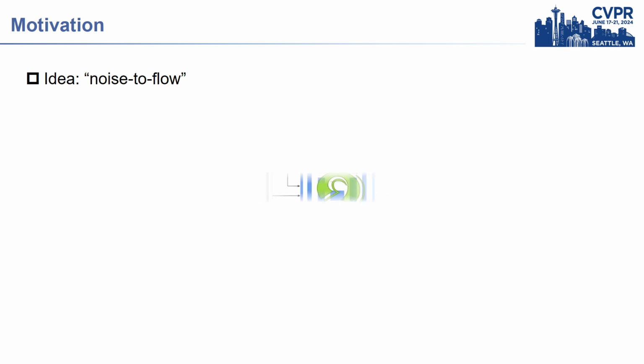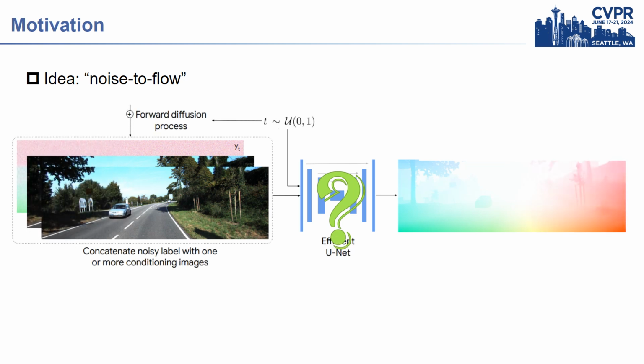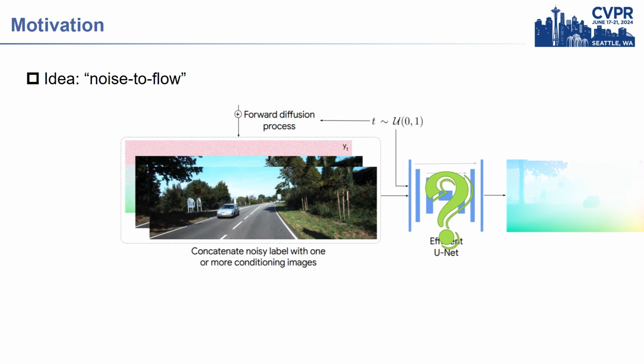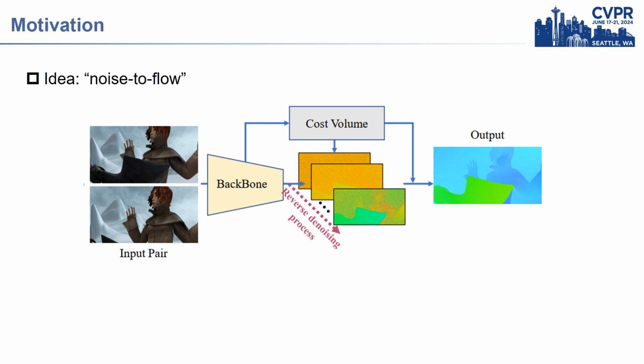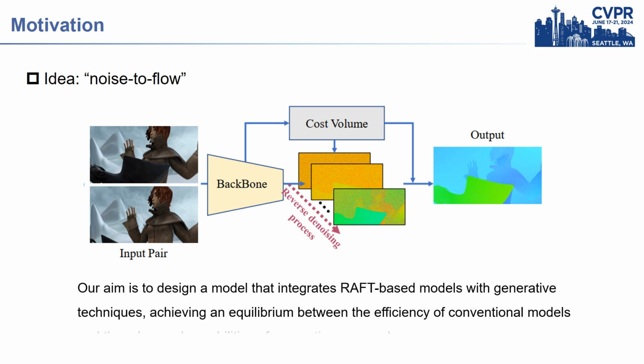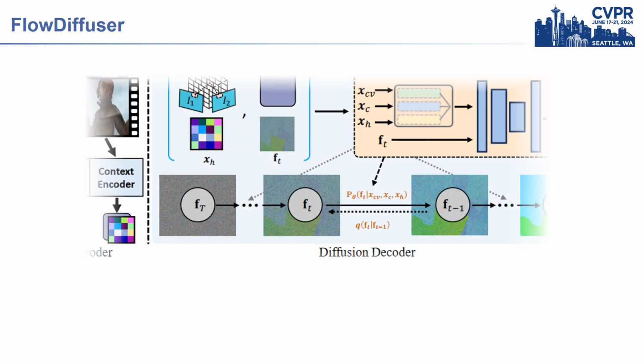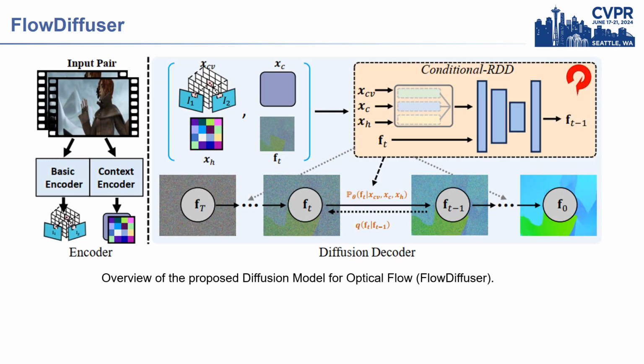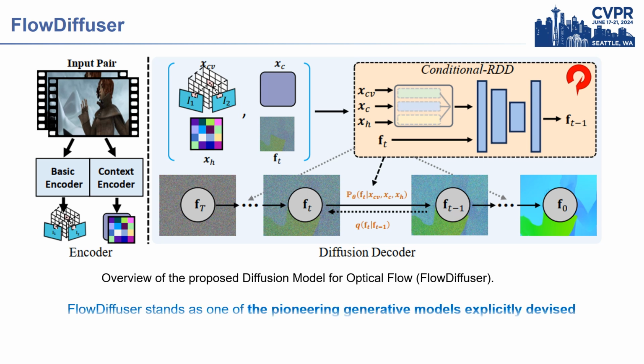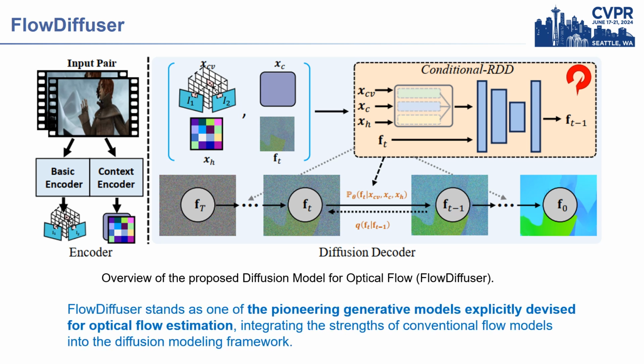Given this, we question the suitability of the standard diffusion paradigm for optical flow estimation. Our aim is to design a model that integrates RAFT-based models with generative techniques, achieving an equilibrium between the efficiency of conventional models and the advanced capabilities of generative approaches. To tackle these issues, we introduce a novel diffusion-based generative approach, namely FlowDiffuser, which stands as one of the pioneering generative models explicitly devised for optical flow estimation, integrating the strengths of conventional flow models into the diffusion modeling framework.